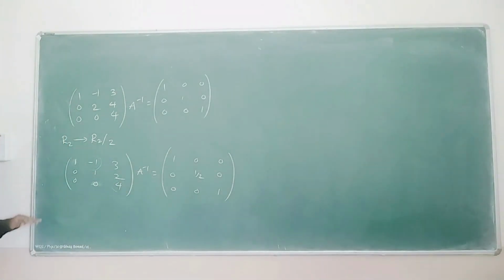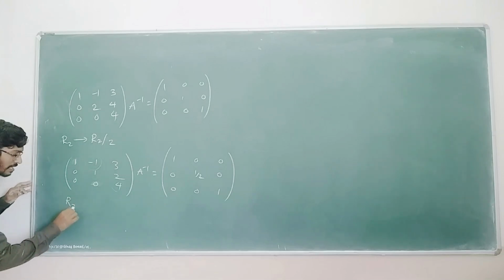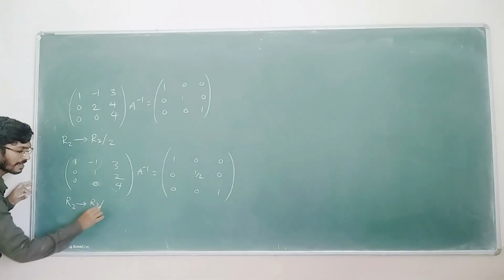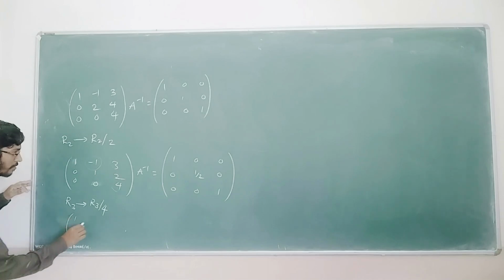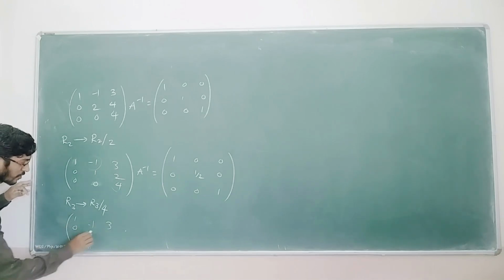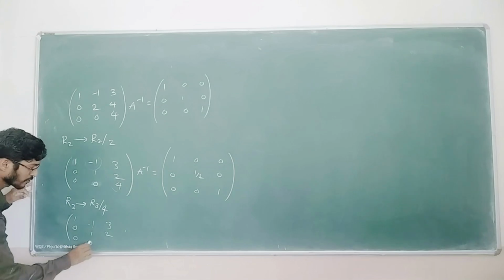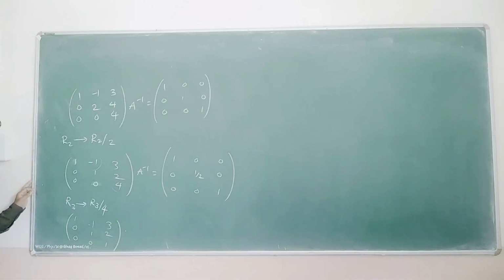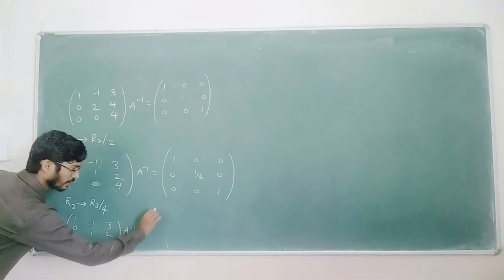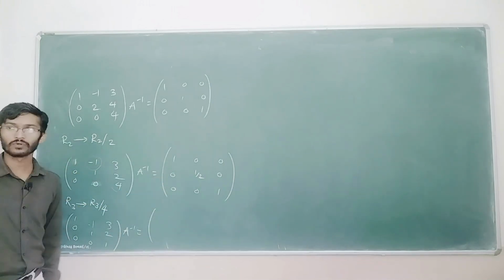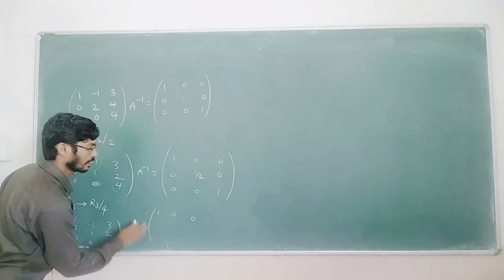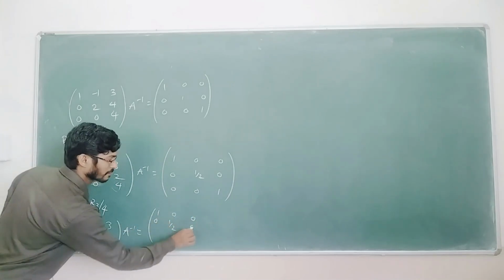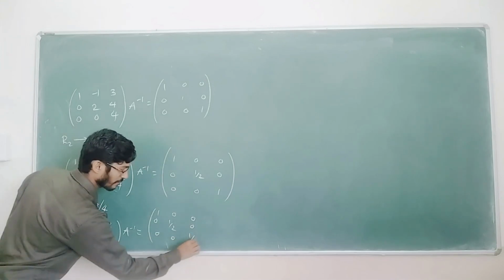So I will first make this element equal to 1. R3 changes to R3 by 4. Again, division is compulsory, otherwise these zeros will spoil. So I will get here 1 minus 1 3 as it is, 0 1 2 as it is, 0 0 1, into A inverse is equal to, again here first two rows will be as it is, 0 1 0, sorry, 0 1 0 0, 0 half 0, 0 0 1 by 4.